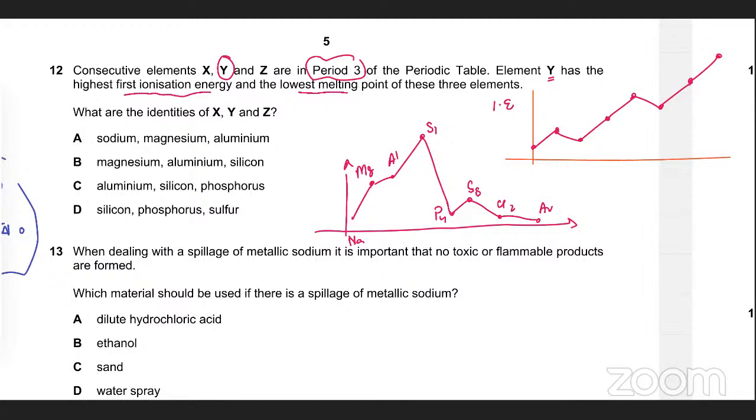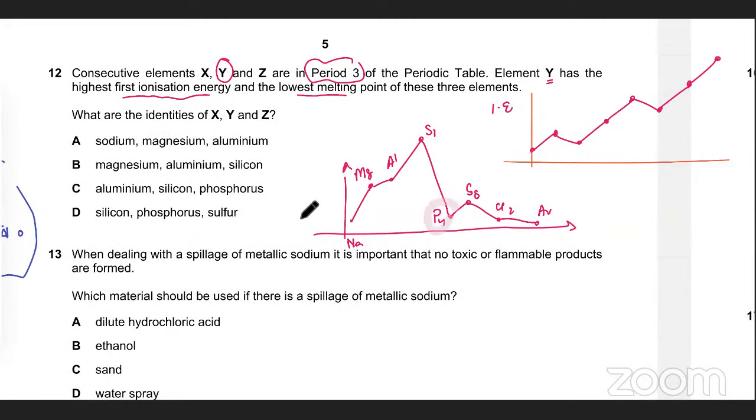So in my opinion, it's probably going to be phosphorus, because for consecutive elements, like silicon, phosphorus, and sulfur, phosphorus would be the middle one, and it has the lowest melting point out of the three. But does it have the highest ionization energy? Silicon, phosphorus, and then sulfur in group 6 gives a dip, so the middle one also has the highest ionization energy. So the middle one has the highest first ionization energy and the lowest melting point.